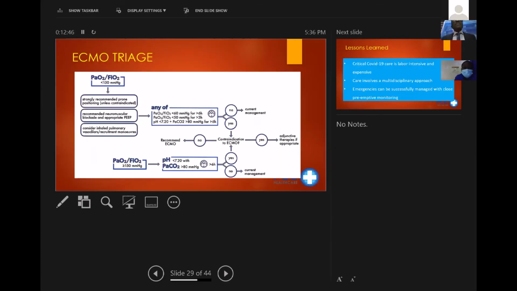And here is the triage for this. You have to take patients who have failed all of the usual things that you need, including proning, including the use of ventilators that are adjusted as appropriate, the use of PEEP, and all the other modalities.